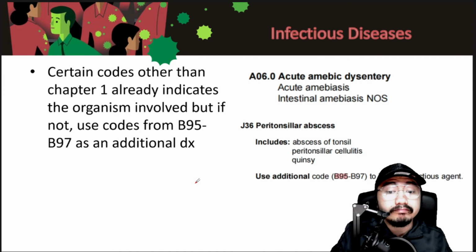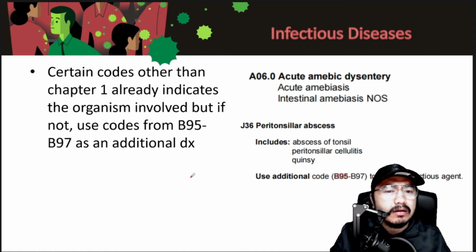Okay? All right. So let's now go to the last topic, infectious diseases. The second topic we'll be discussing. This is very fast. All you need to remember if we're talking about infectious diseases found on your A and B codes is to check if that specific documentation or final diagnosis by the doctor already has the etiologic agent mentioned.